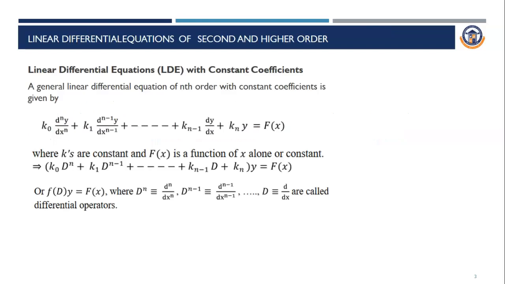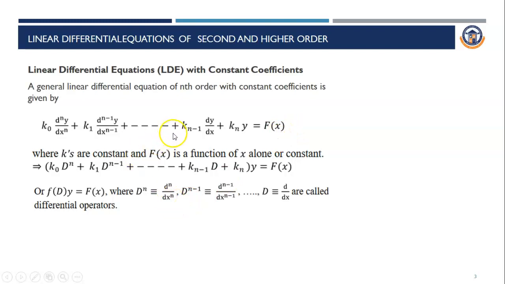Linear differential equation with constant coefficients. A general linear differential equation of nth order with constant coefficients is given by k0 d power n y divided by dx power n plus k1 d power n minus 1 y divided by dx power n minus 1 plus and so on plus kn y, that is equal to capital F of x, where k0, k1, k2 and so on up to kn are constants, and this right hand side f of x is a function of x alone or constants.